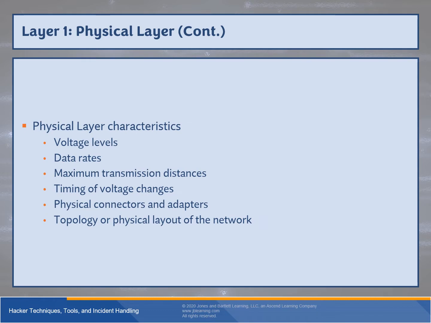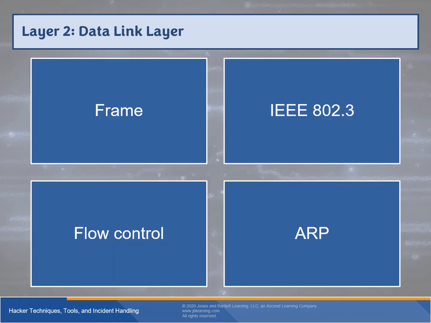Physical layer characteristics would be things like voltage levels, data rates, the maximum transmission distance of the medium, timing of voltage changes, which we can talk about later when we deal with side channel attacks, physical connectors and adapters to allow different things to interface, and the topology or physical layout of the network. Now that is a term that you're going to see quite a bit, which is topology. Topology just means arrangement or layout. We'll talk about it sometimes in the context of it being physical, sometimes being logical. So it's important to just understand that it's an organizational structure.